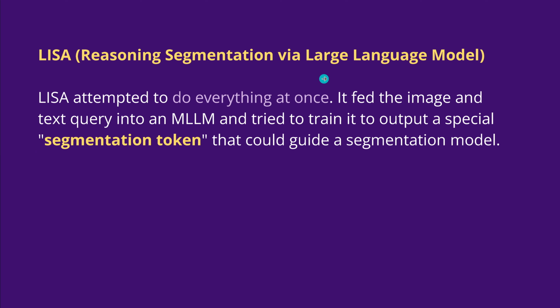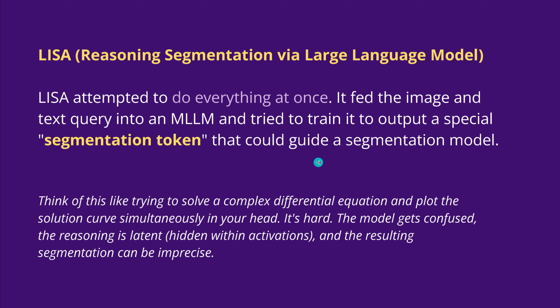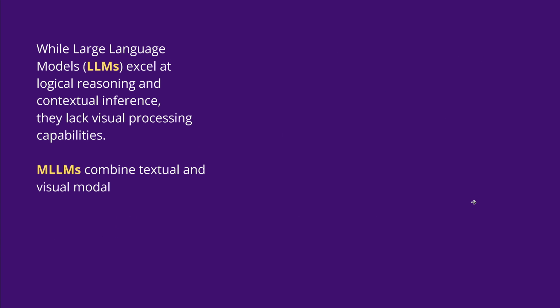LISA was a model which tries to do everything at once. We put everything into LISA. LISA should do everything at the same time, and the output was just one special segmentation token to guide the segmentation model. And guess what? It was not the perfect solution. Just think of solving a complex differential equation in your head and plotting the solution curve simultaneously in your head at the same time. Performing multitask in parallel is not the optimal configuration.